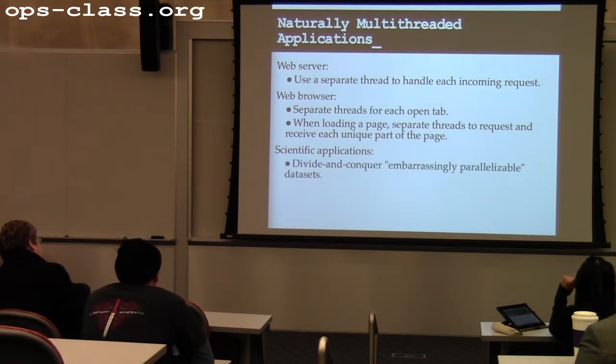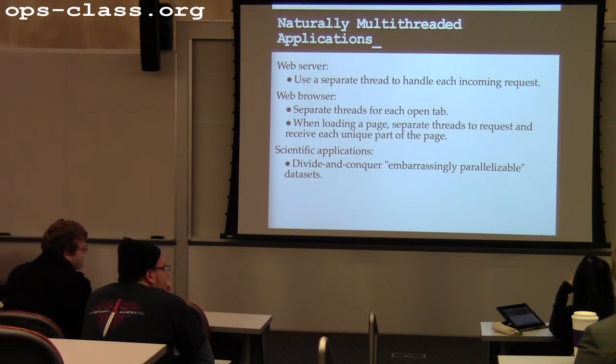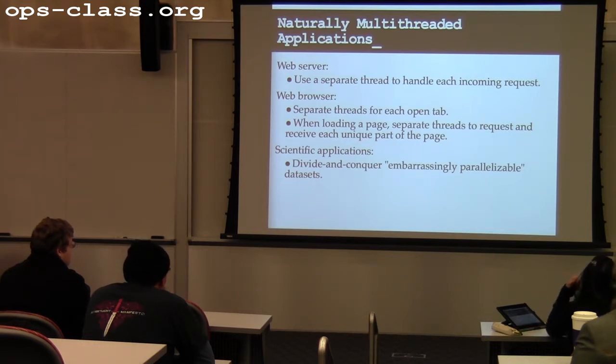And then frequently, scientific applications have divide and conquer approaches that rely on what are thought of as embarrassingly parallelizable data sets. When I'm doing large-scale data processing, this is the foundation of things like MapReduce. I can break these things down into much smaller pieces, process them separately without sharing a lot of state, and then merge the results together. So this is an example of different applications that might want to use threads.